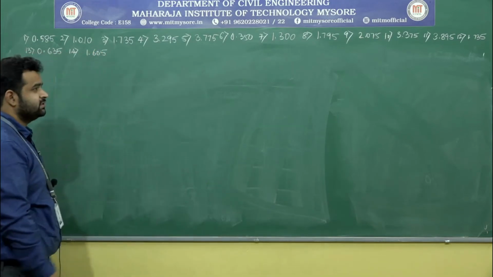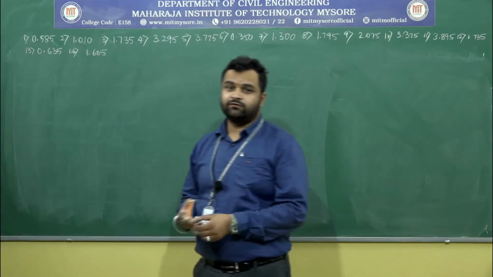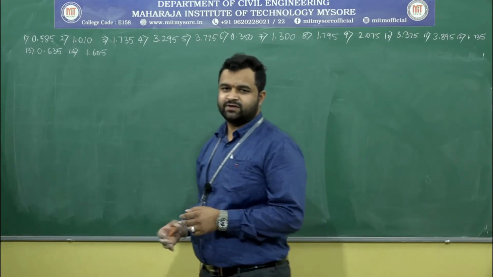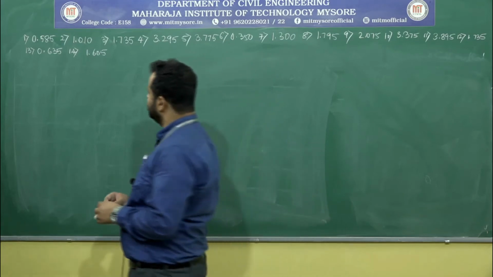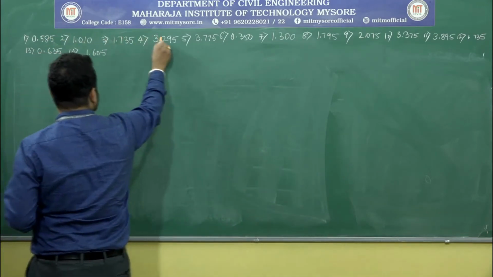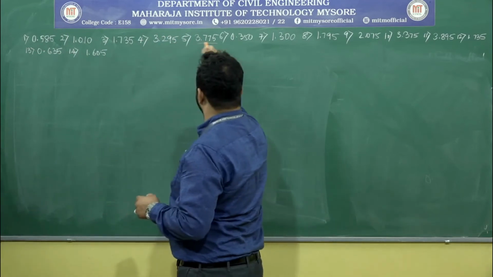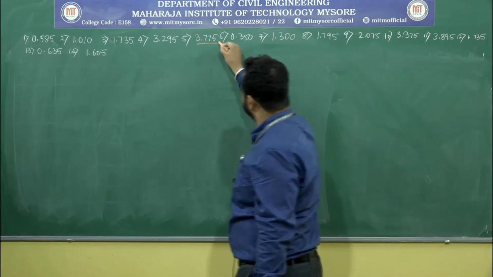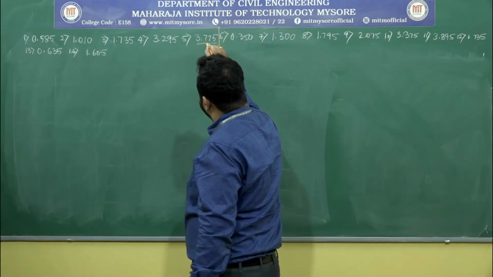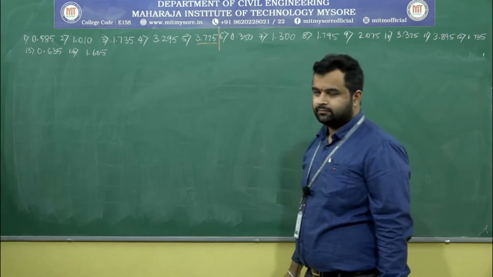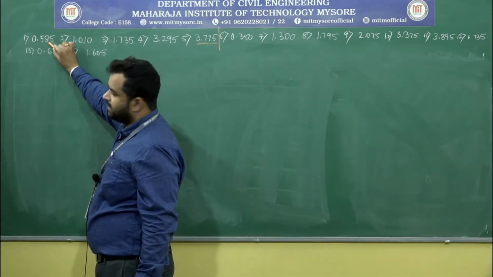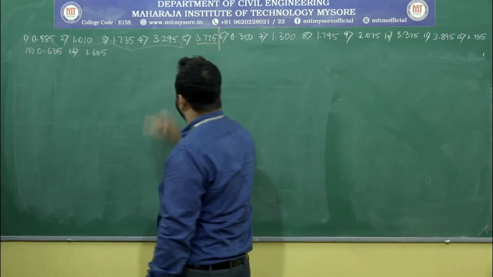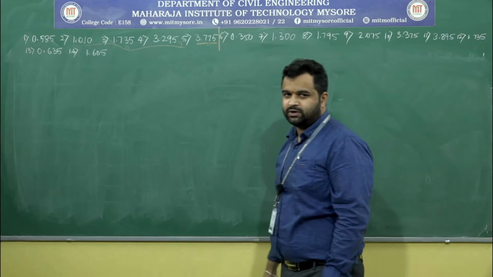So what is given in the question? The instrument was shifted after 5th and 11th reading. So which is the 5th reading here? 1st, 2nd, 3rd, 4th, 5th. So after this reading was taken, the instrument is now shifted to a new point. So this indicates this reading should be written under foresight, and this should be written under backside, and all these readings should be entered under IS. That's what he has given.